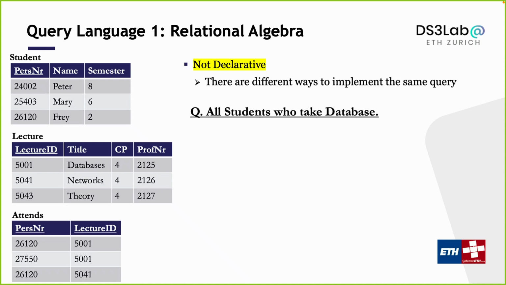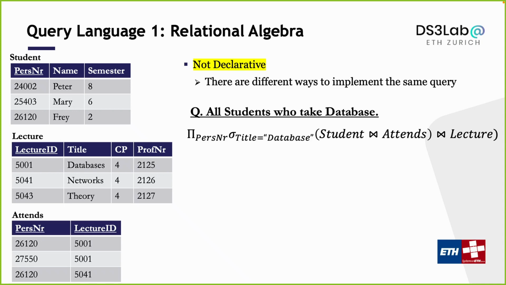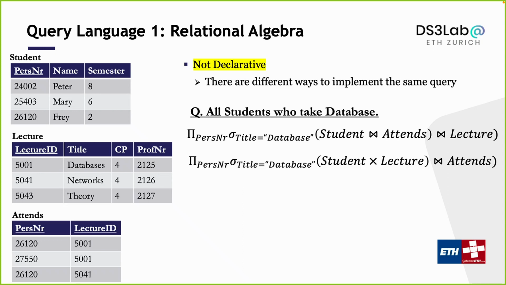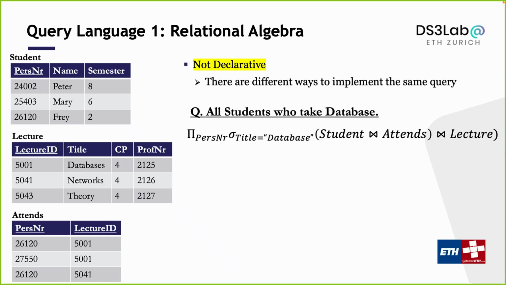So now let's take this very simple query. I want all the students who take the database course. How can I write this down? To write this down, there are multiple ways to do that. You could say, okay, let me do a natural join between students and attendance, to have a student and all the courses they are taking. And then I do a natural join with lecture, and then I select on database and project on students. This gives you all the students who took database, right? This is one way to implement this query.